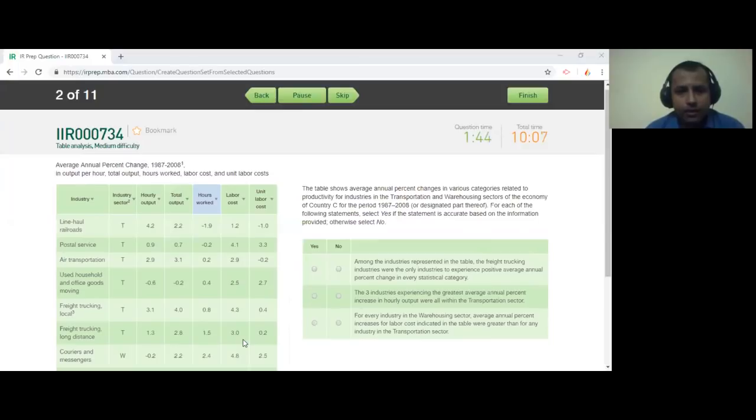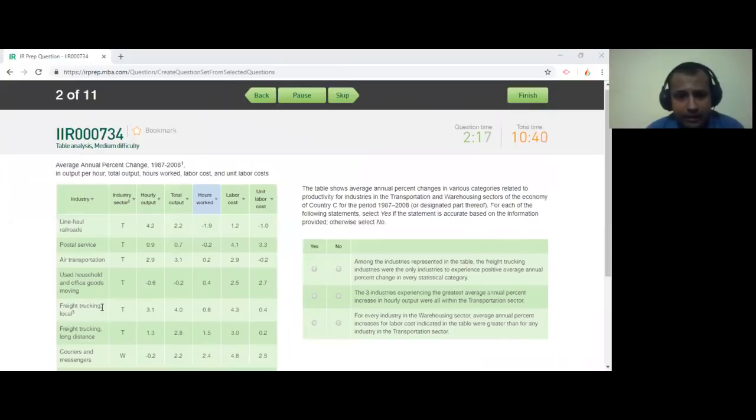Fine. Maybe I'll need to sort so that you can answer the problem. The first problem says, among the industries in the table, the freight industries were the only industries to experience... Okay, so which are the freight industries? Essentially, freight industries would mean wherever I can see something of freight, right? Which would be freight trucking local and freight trucking long distance.